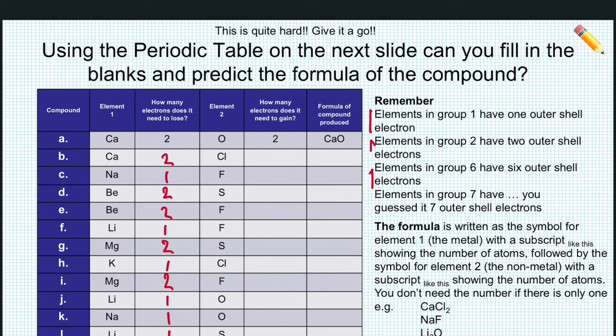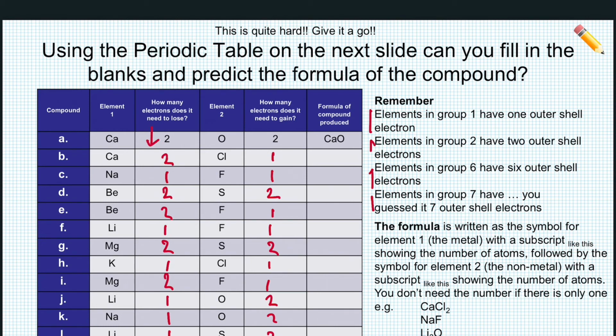Elements in group 6 have 6 outer shell electrons. So they need to gain 2 electrons. So sulfur, oxygen. Those all have to gain 2 electrons. And elements in group 7 have 7 outer shell electrons, so they need to gain 1. So we've got chlorine, fluorine.